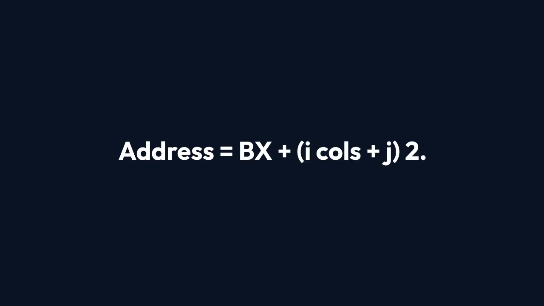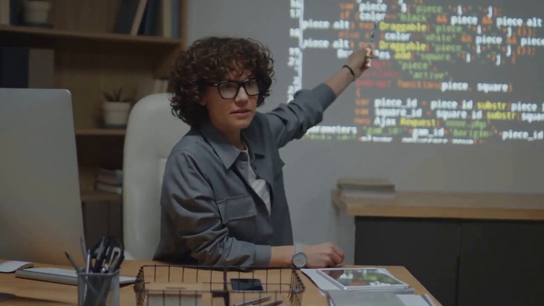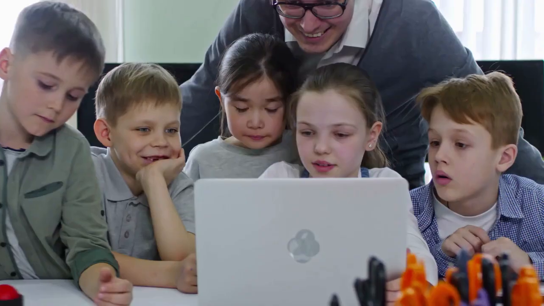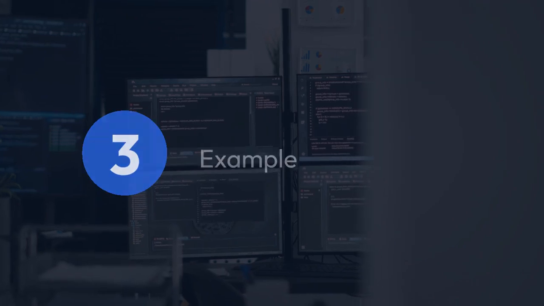We multiply by 2 because each element is 2 bytes. The i * cols part calculates the offset to the correct row, and the plus j part offsets to the correct column within that row.